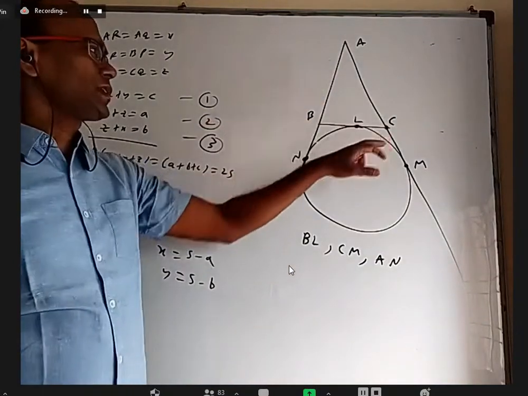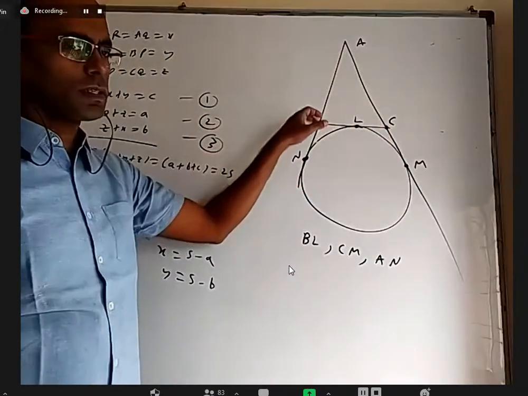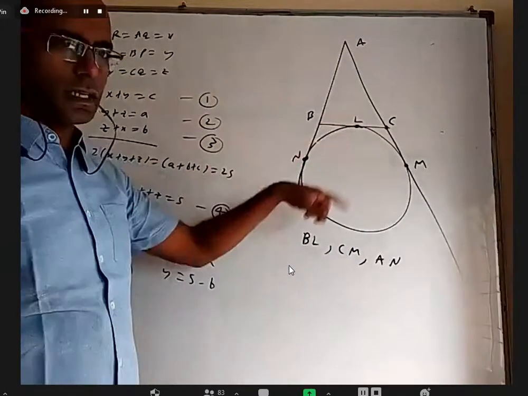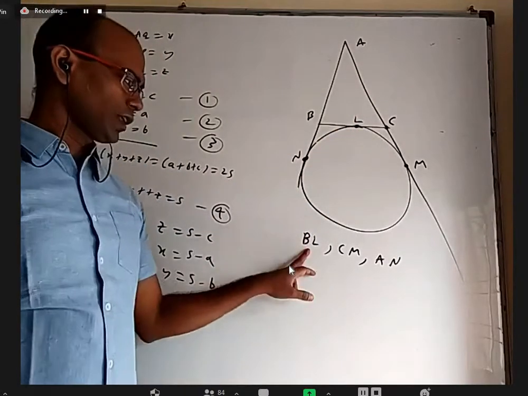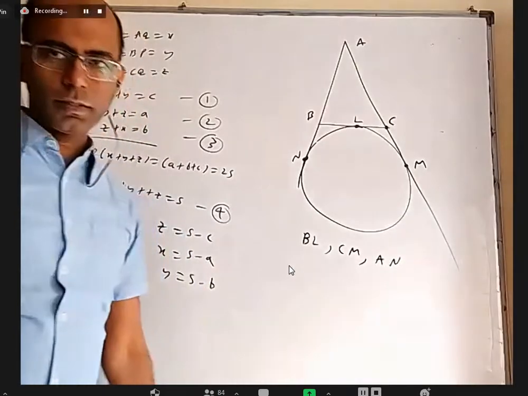Again, this is triangle ABC. This is small a, this is small b, this is small c. The sides are extended. There is an excircle touching this side and the extensions at L, M, N. I want to know what is the BL length, CM length, and AN length.